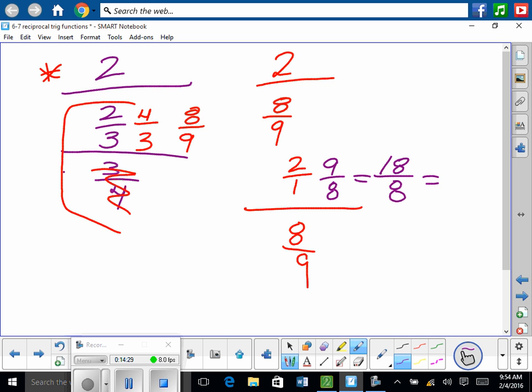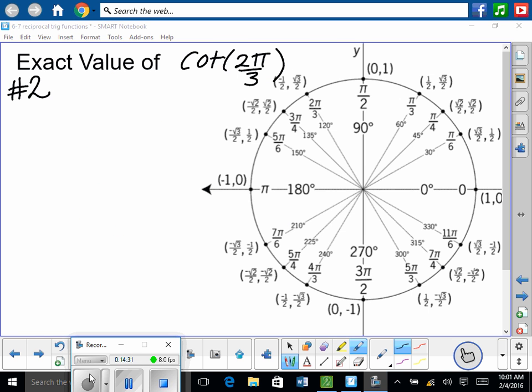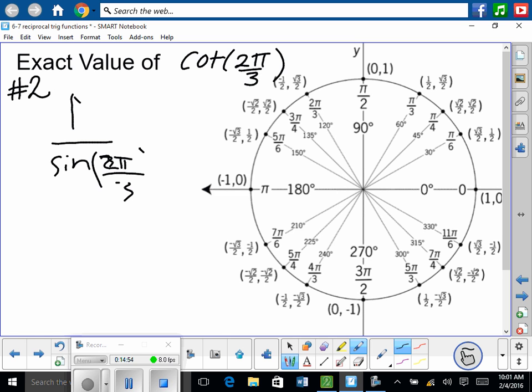Work from the bottom up, just like I did here. So what I did first is I took... Oh, it won't write. Okay. Oh, there it goes. Okay. So I took 1 over sine of 2 pi thirds, and then that's also over cosine of 2 pi thirds. Okay, pause there. Does anybody have questions up to here?